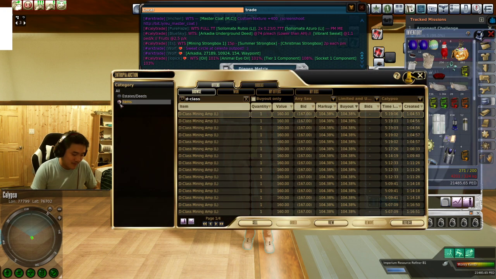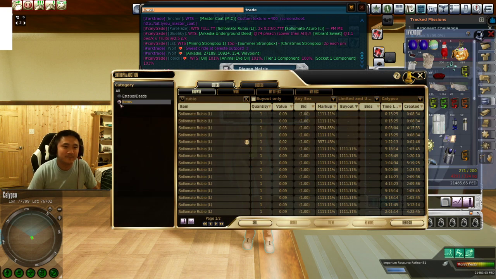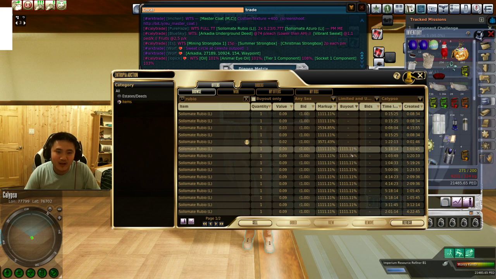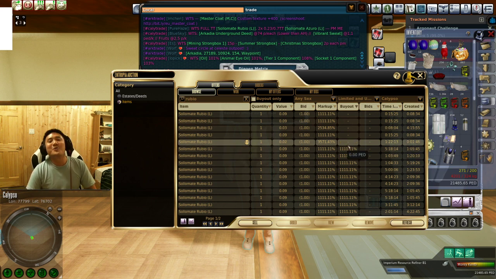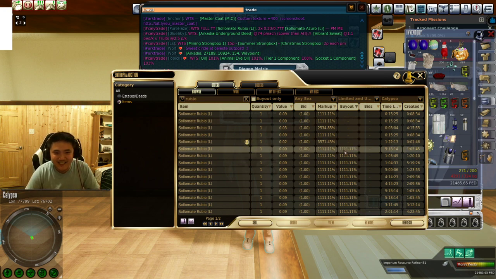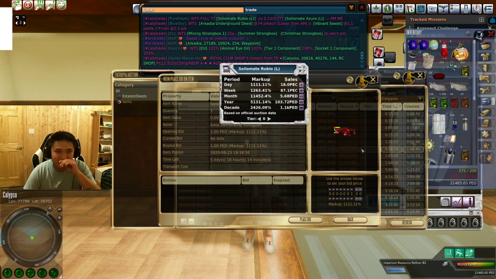Now, another example of apparent is like Rubios. Soulmate Rubios. So this item is worth 1,111% markup. Whoa, isn't that crazy? You see the markup of the item, it's all 1111%.